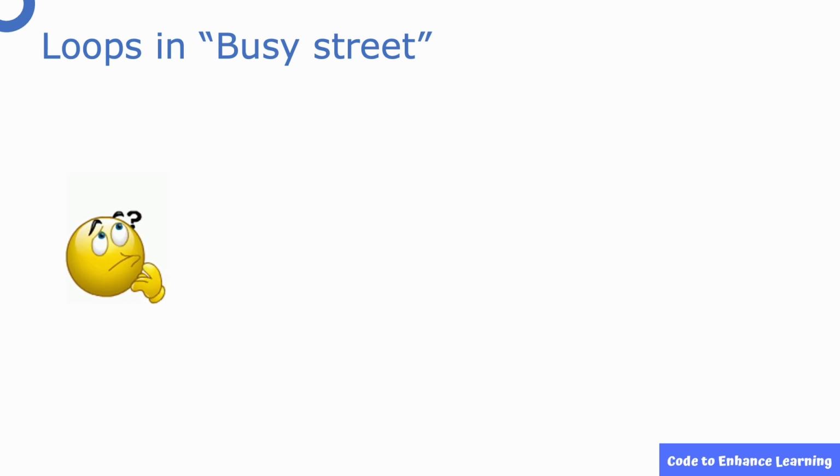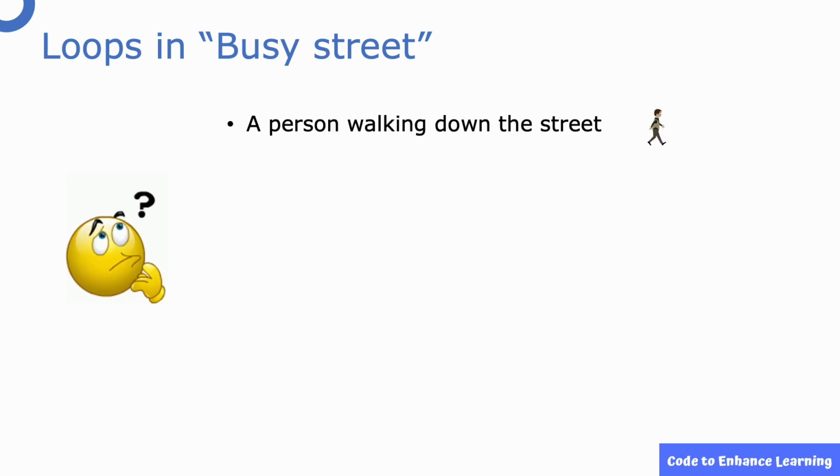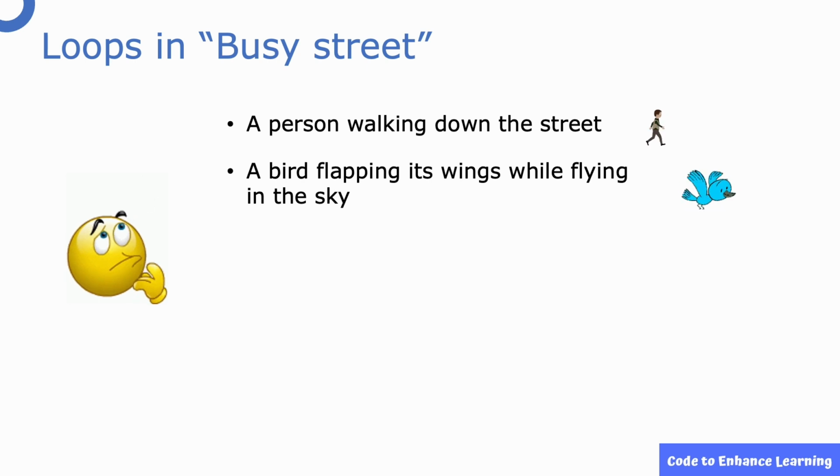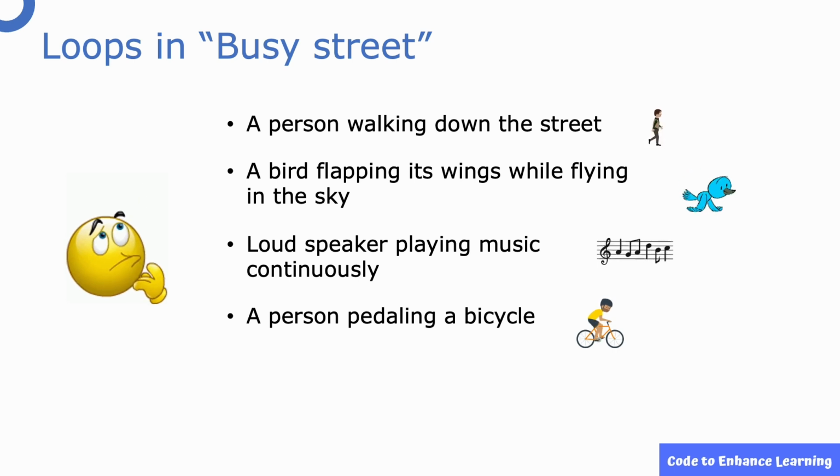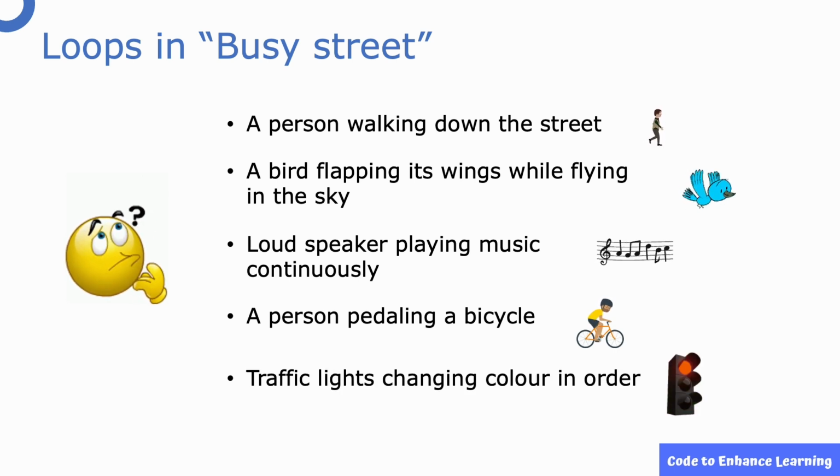It could be a person walking down the street. It could be a bird flapping its wings while flying. It could be a speaker while playing sounds. It could be a person riding a bicycle. It could be constant changing of traffic lights. We will see how to code some of these actions in our project using loops.